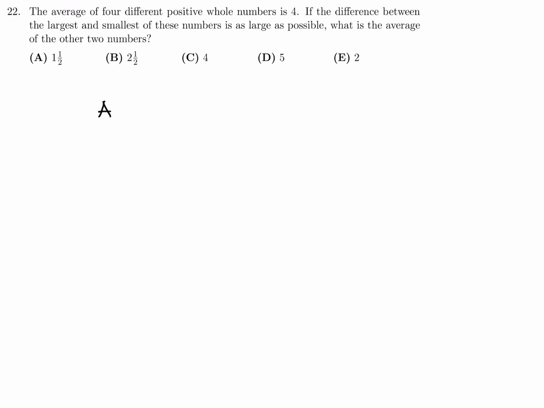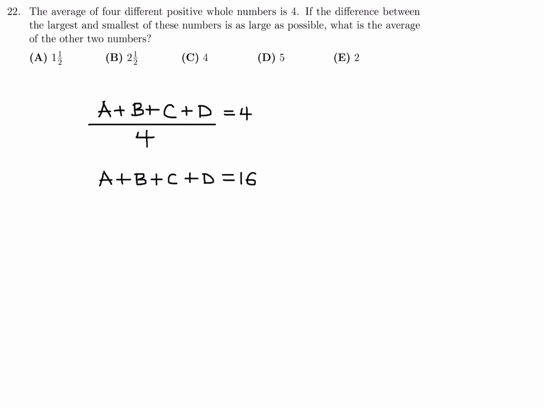I'll let my numbers be A, B, C, and D, and they tell me that the average is 4. So that means I have to divide by 4 to get 4. If I cross multiply, I get A plus B plus C plus D is equal to 16, correct?